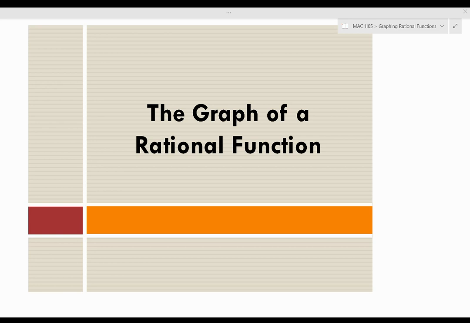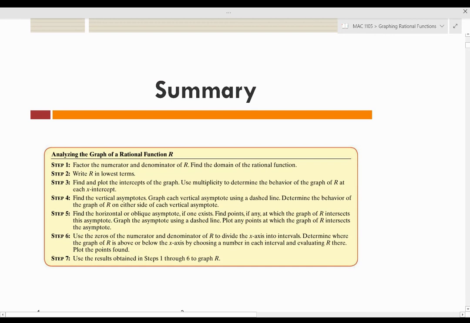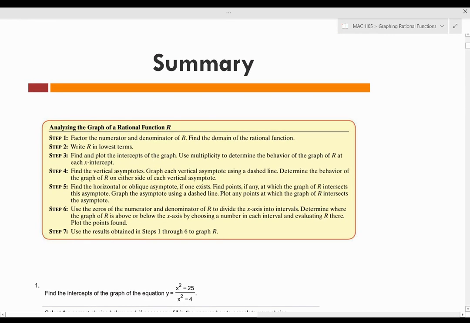All right, you guys, in this section, we're going to be graphing rational functions, okay? So let's go over the steps of how to graph a rational function first, and then we're going to do a bunch of examples until you guys get the hang of it, okay? So anytime you are analyzing the graph of a rational function, they're going to ask you a bunch of different things. They're going to have you graph it.